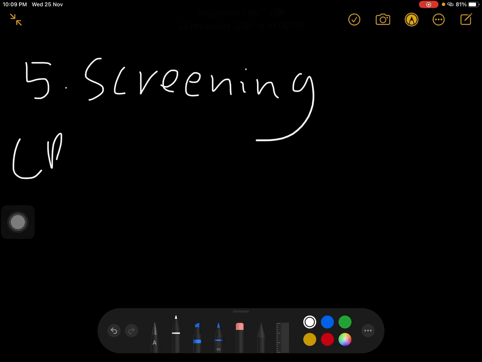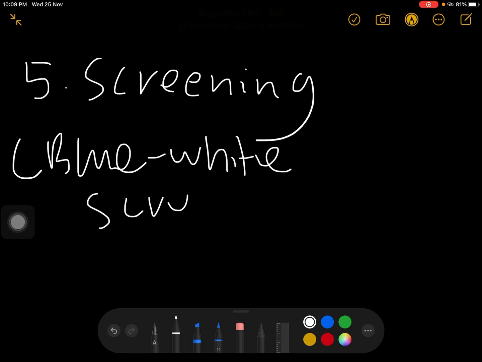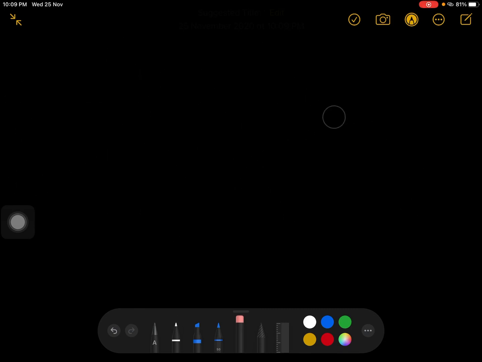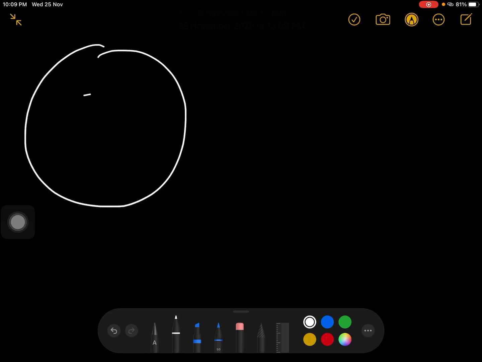It is blue-white screening. The function of the blue-white screening is to identify the recombinant DNA. So let's look through the colonies inside the plate. Here it's white and blue. First, we look at the blue colonies.